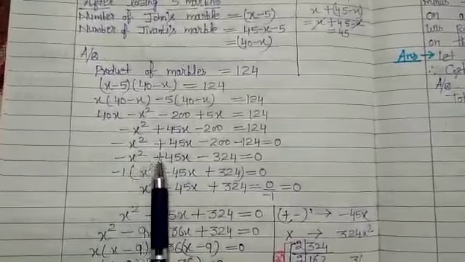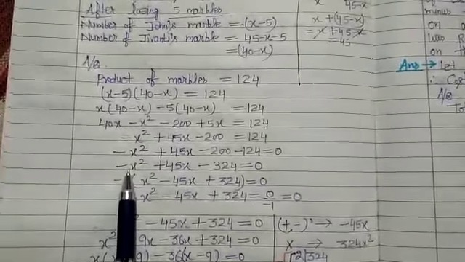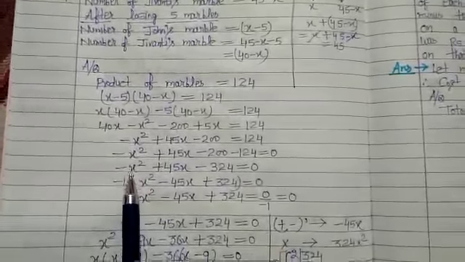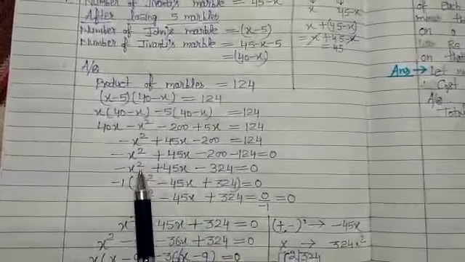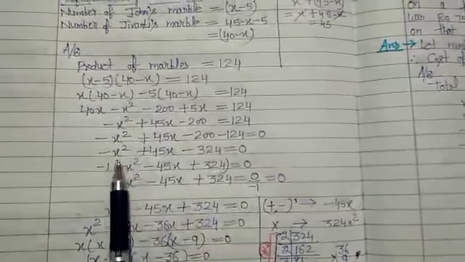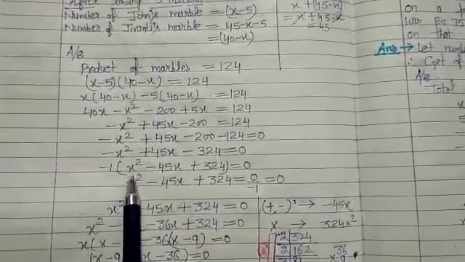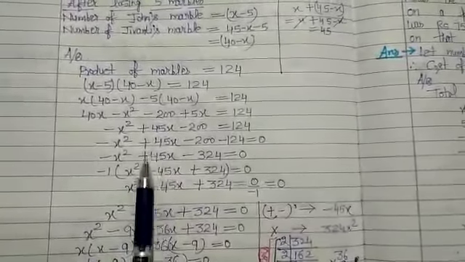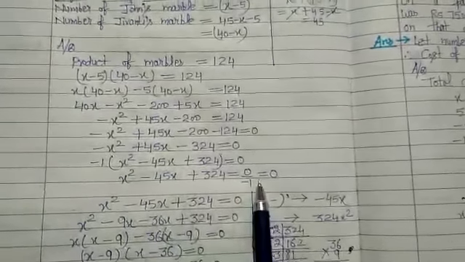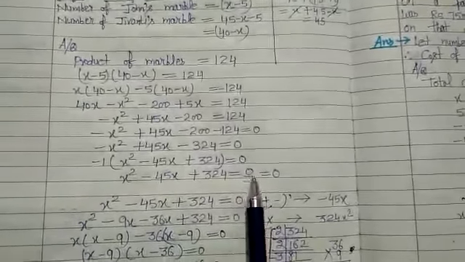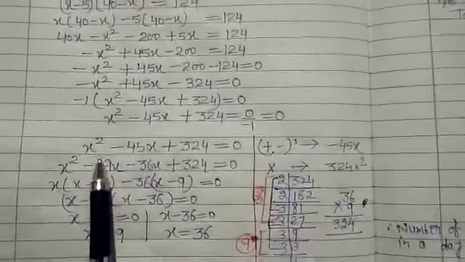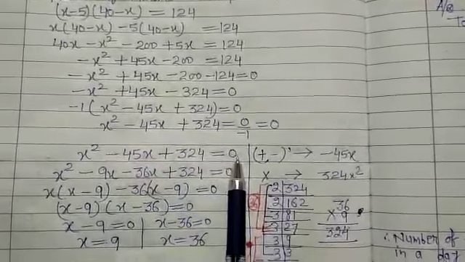You see the leading term is X square and its coefficient is minus 1. To simplify, we will make the leading term positive. So we will take minus 1 common from the three terms. When we take minus 1 common, all the term signs will change. X square, having negative, becomes positive; 45X, having positive, becomes negative; and minus 324 becomes positive. Minus 1 shifted to the other side will divide 0, and we know that 0 divided by anything is equal to 0. So the simplified form of the equation is X square minus 45X plus 324 is equal to 0.